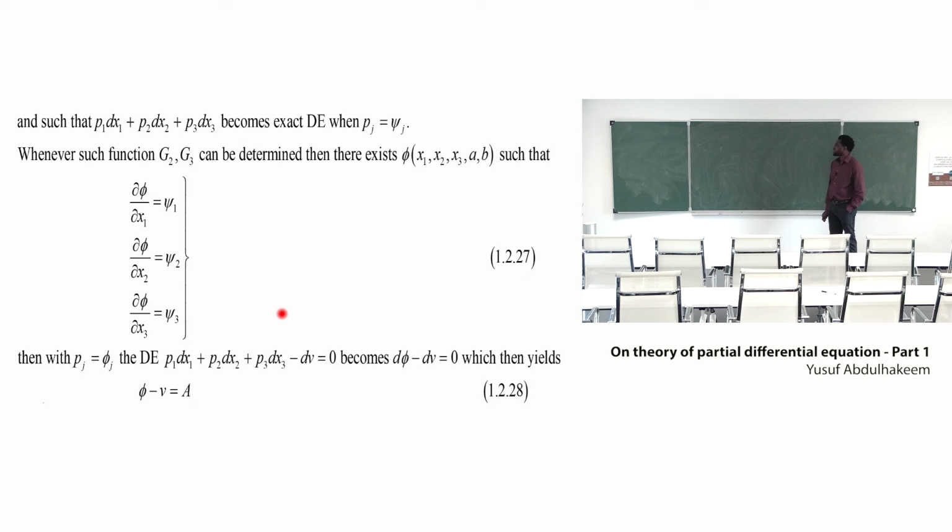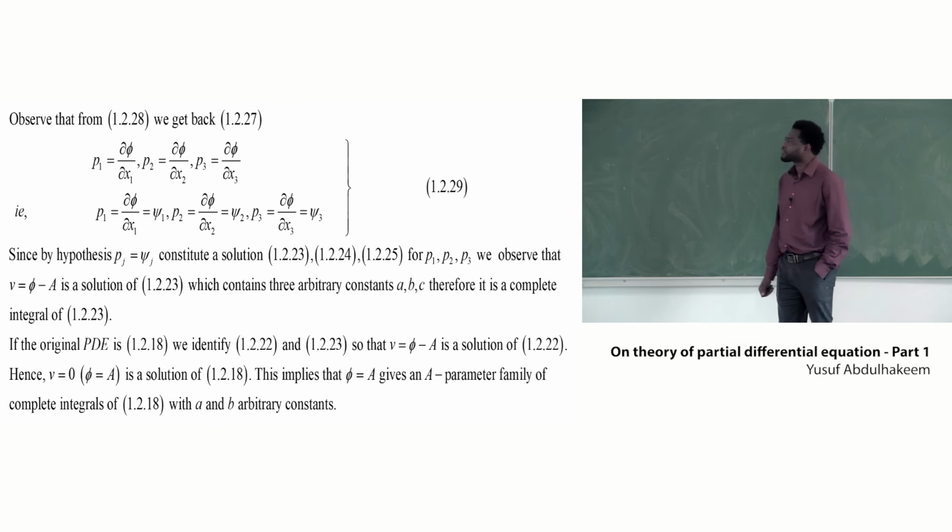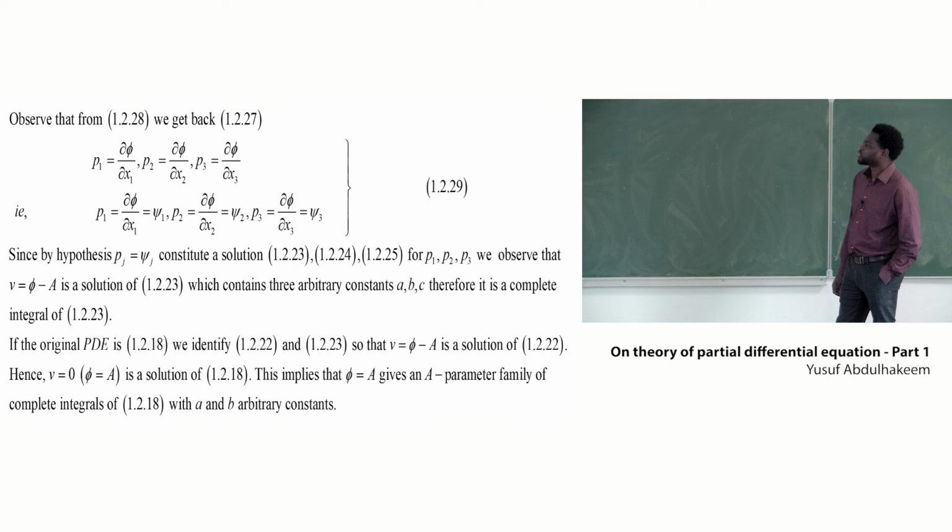This will become phi. That is, the whole of p1 dx1 plus p2 dx2 plus p3 dx3 minus dv will now become 0. So it will become d phi. So d phi minus dv is equal to 0, which then yields this. That is, when we integrate this, we get phi. We integrate this, it gives us v. When you integrate 0, we are going to have a constant, which is what we have here. So we observe that from equation 1.2, we get back our 1.2.7.